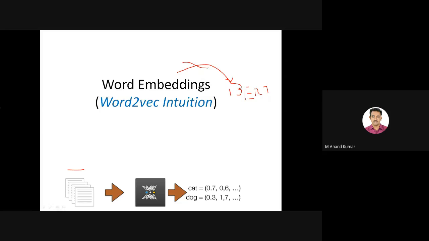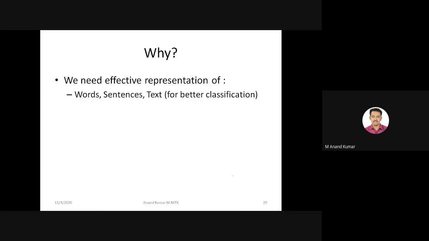I'm giving a document as input to the neural network model, and I'm getting some output. You see that each word in the document I'm taking, I'm representing with a set of numbers. What I want is for the numbers to be meaningful. This is called word embedding.